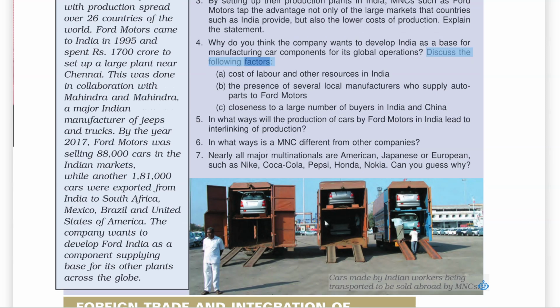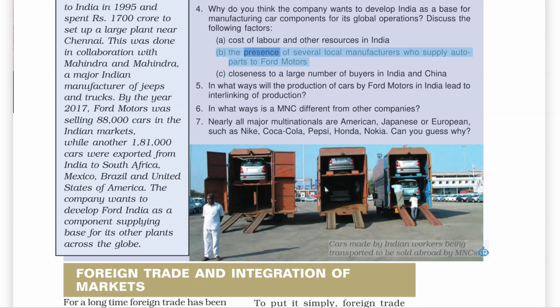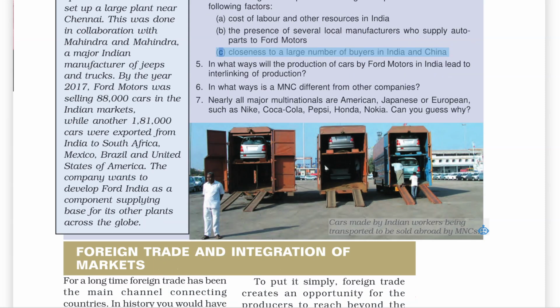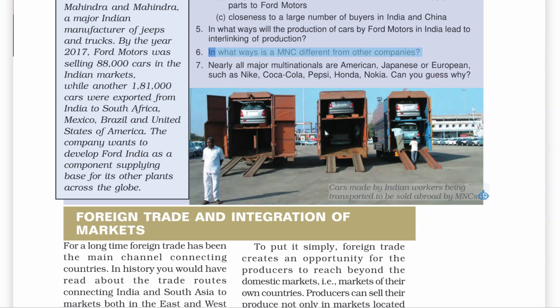Discuss the following factors. A. Cost of labor and other resources in India. B. The presence of several local manufacturers who supply auto parts to Ford Motors. C. Closeness to a large number of buyers in India and China. 5. In what ways will the production of cars by Ford Motors in India lead to interlinking of production? 6. In what ways is a MNC different from other companies?